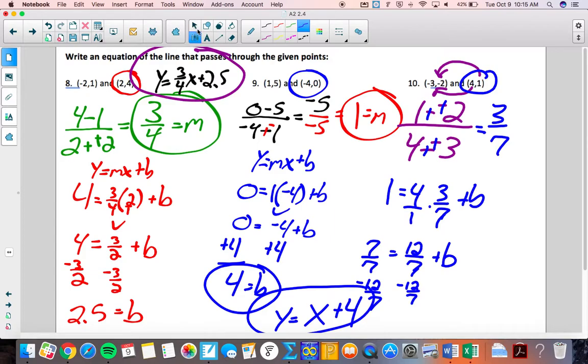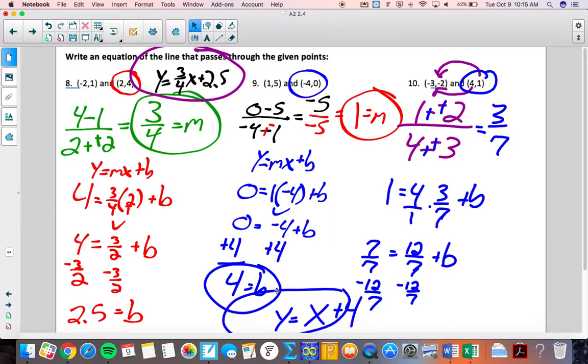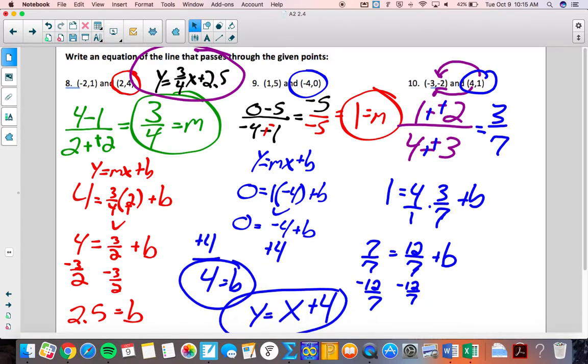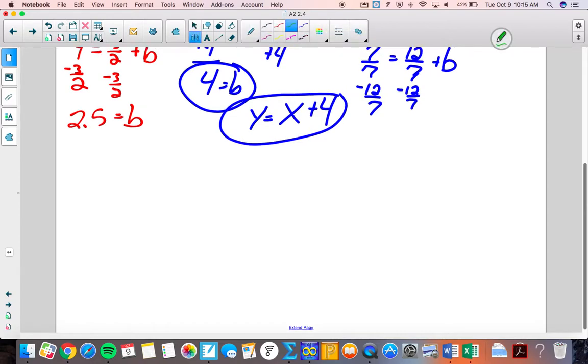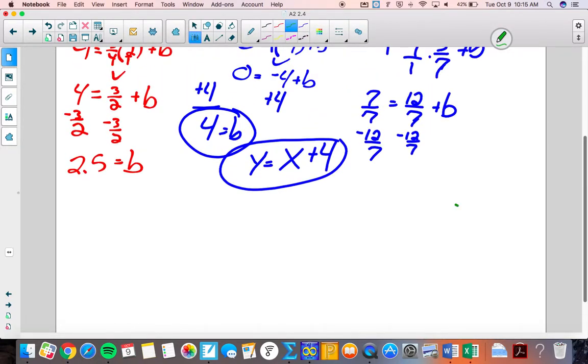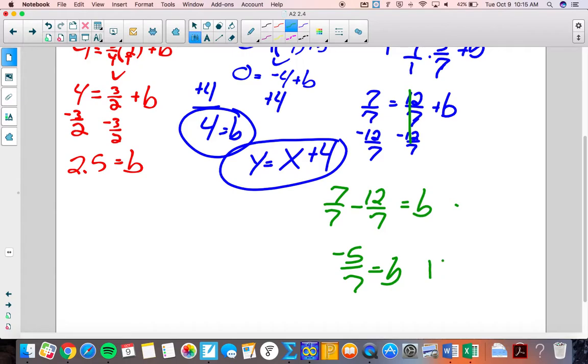Let me move this out of the way. All right, proceeding. We've got this 7/7 minus 12/7 equals b. So we get -5/7 for b. So now put it together.